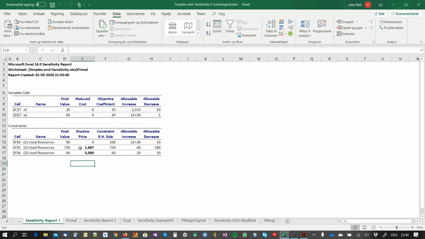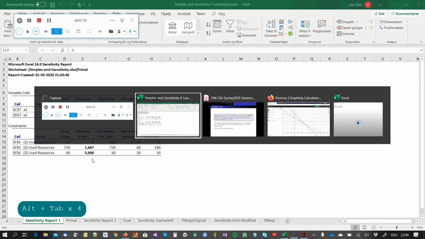So what are these values now telling us when we look at the shadow prices for the resources? We have given a 0 for the first constraint, where the shadow price is 0. For the second one we have 1.667, and for the third one we have 5. But what are these values now telling us?